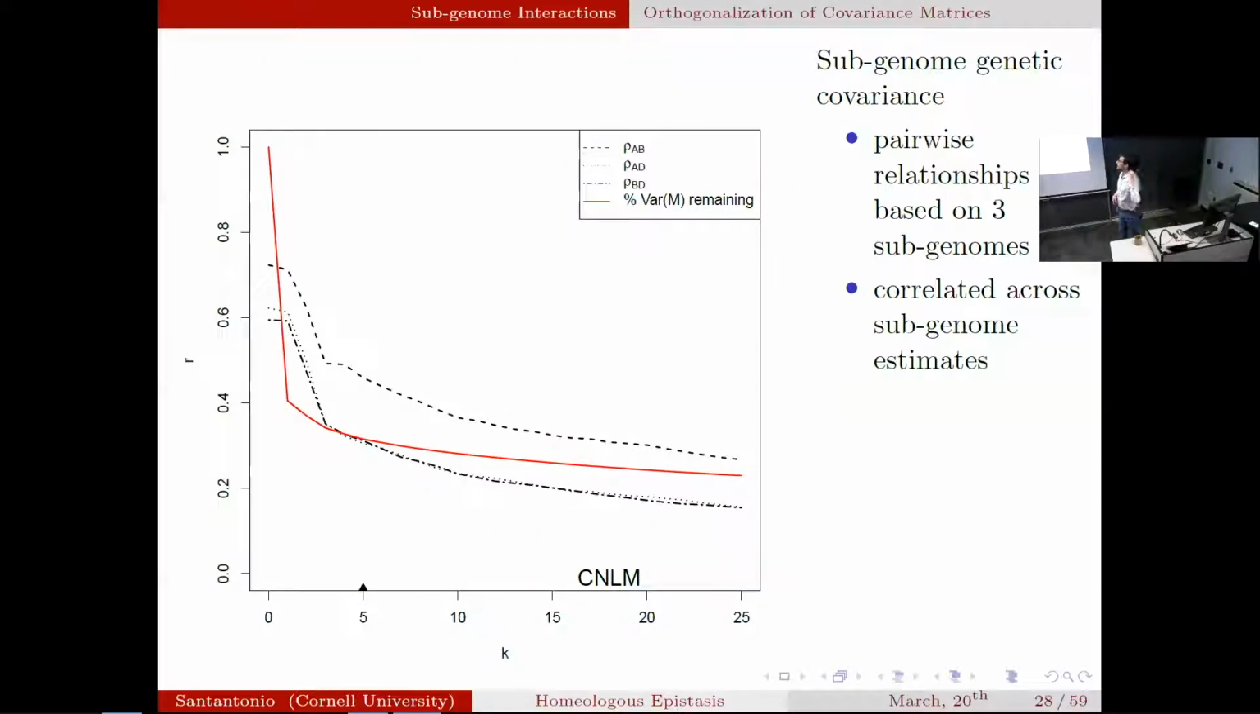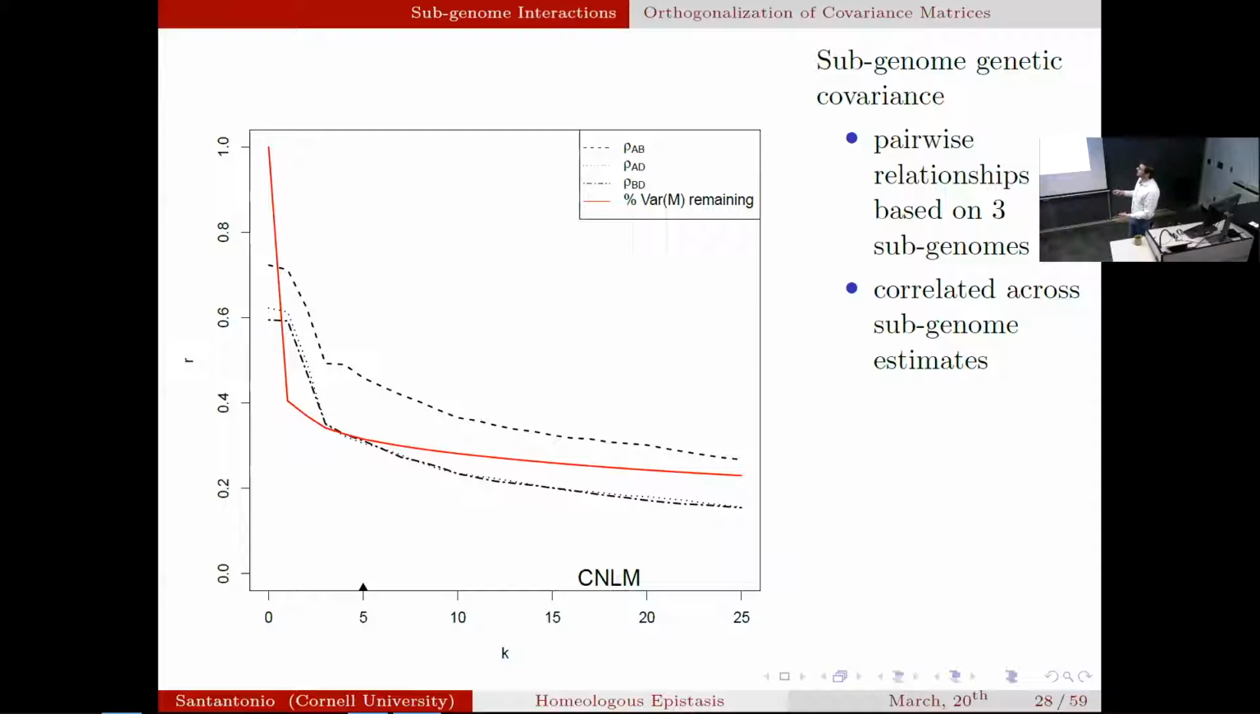Okay. When we do that, what I've done here is I've plotted in the black lines the correlation of genetic relationships estimated based on the A genome and the D genome, or the A genome and the B genome, or the B genome and the D genome. And you'll notice that they tend to have a high correlation, right? That's because individuals that are closely related are going to be closely related to each other no matter which pieces of DNA you choose to calculate that relationship, but also because of population structure.